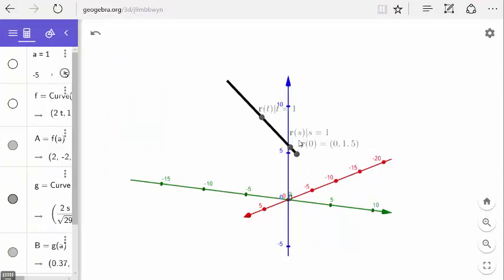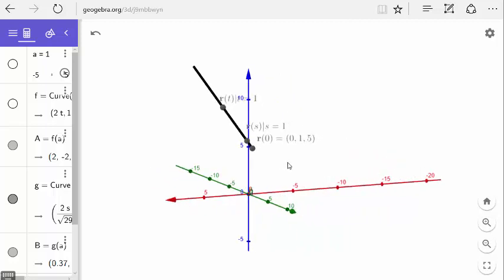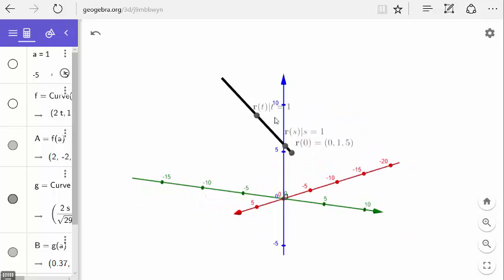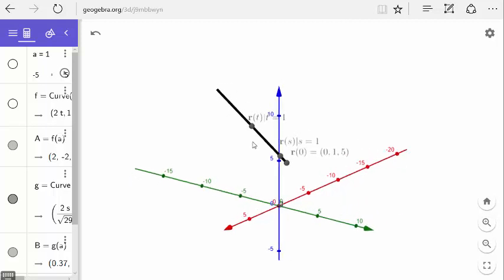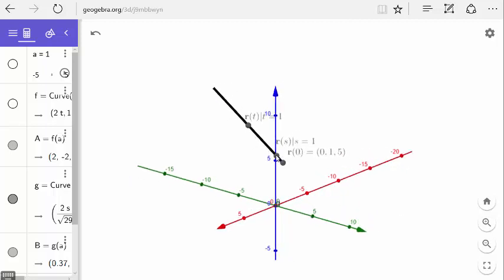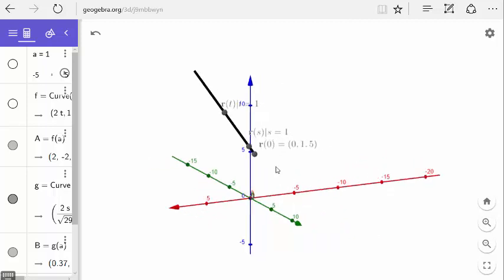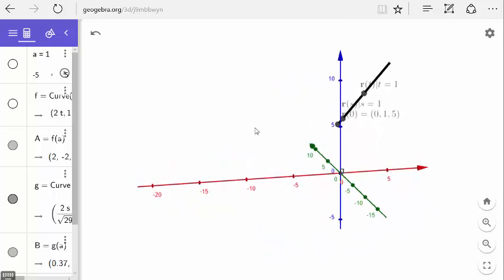Now if we're looking at r of s and we plug in 1, then we're going to get this point, and we should see that that's exactly 1 unit away from our initial point, r of 0. And then if I plug in 1 into r of t, we're going to get this point, not the same point, and this is not 1 unit away from r of 0, since this we know is 1 unit away, since we parameterized in terms of length. Okay. Yay, spinning.